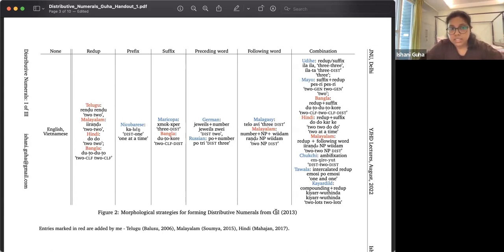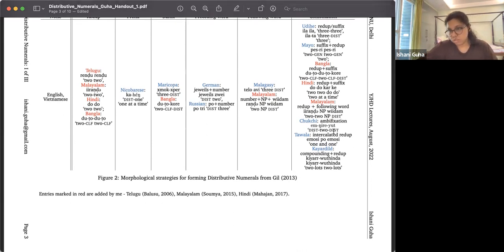Now let's look at the last column. So when you are studying distributive numerals in a less studied language, you could check which strategy it uses. Okay, that's something that could be useful. And then there are languages that use a combination. So to go back to Bangla, since I've already talked about those examples, we have reduplication plus suffixation. Hindi, again, do karke, reduplication plus suffixation, right? Malayalam, reduplication plus following word.